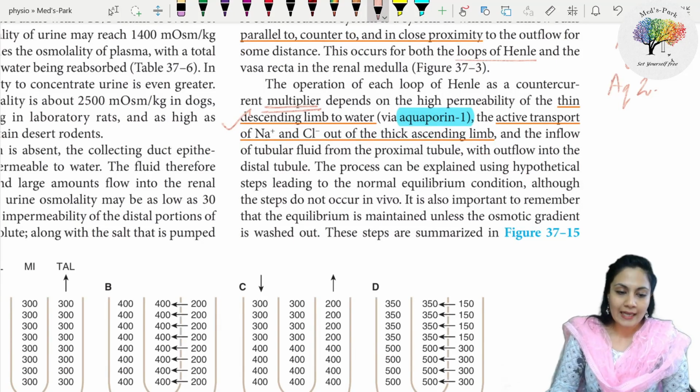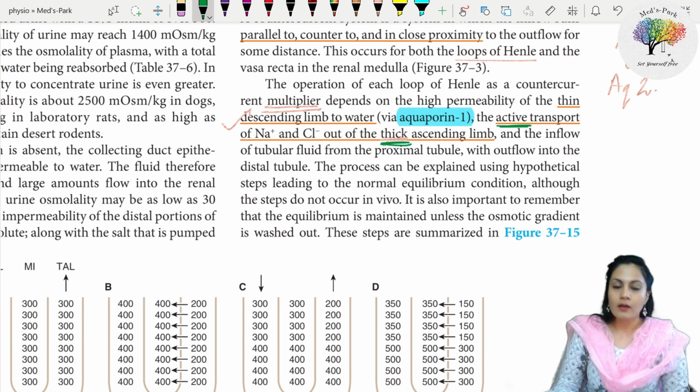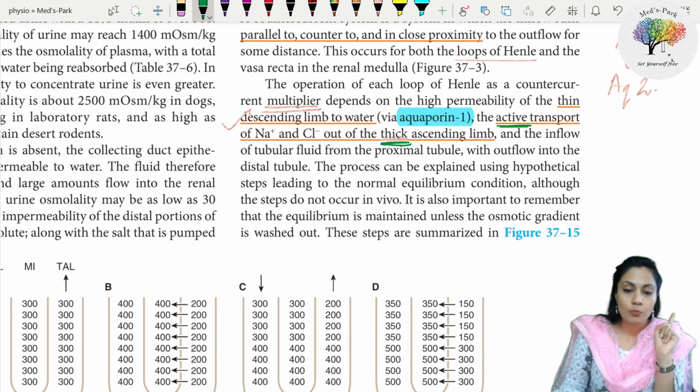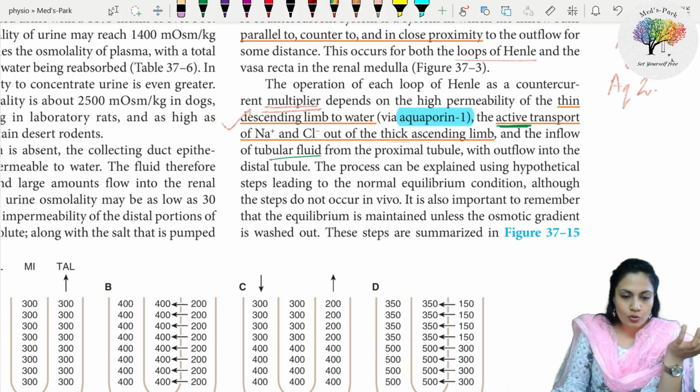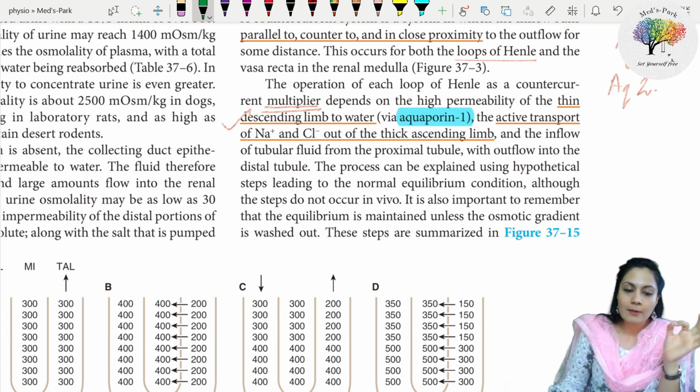Now, the active transport of sodium and chloride out of the thick ascending limb. Understand over here what it is saying. Look over here carefully. It is saying active transport in the thick; in the thin, passive transport takes place. Okay. And the inflow of the tubular fluid from the proximal tubule with outflow into the distal tubule, which we also discussed. Okay. The process can be explained using hypothetical steps leading to the normal equilibrium condition, although the steps do not occur in the body.